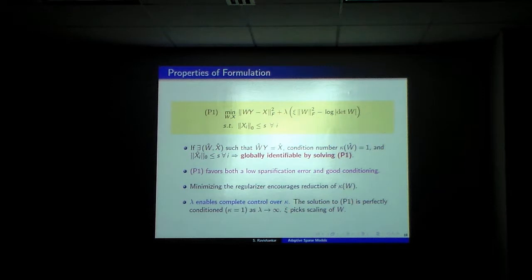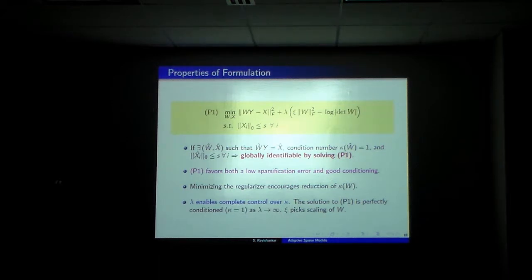So the cost function is convex in W, right, for fixed X? So it is not convex in W because the log determinant is concave. That's concave. We are not restricting it to be positive semi-definite. Oh, okay.